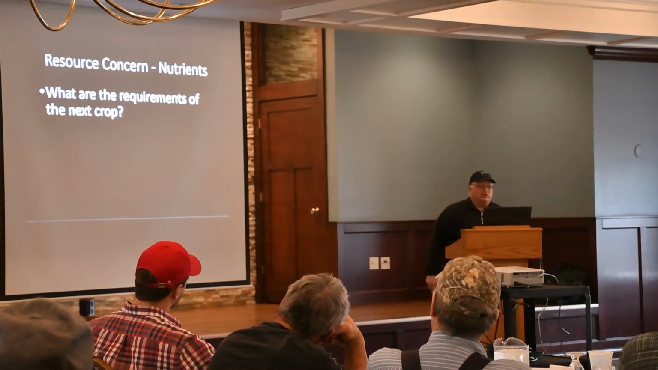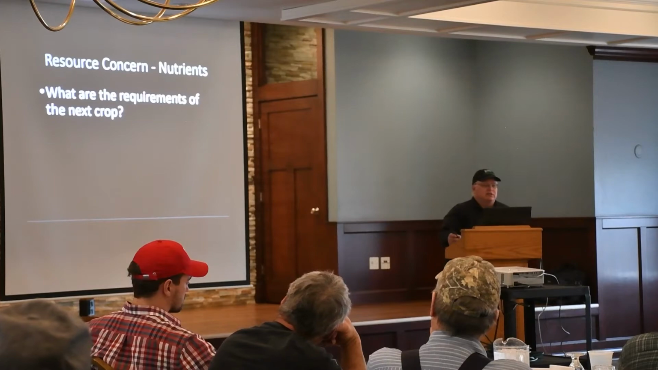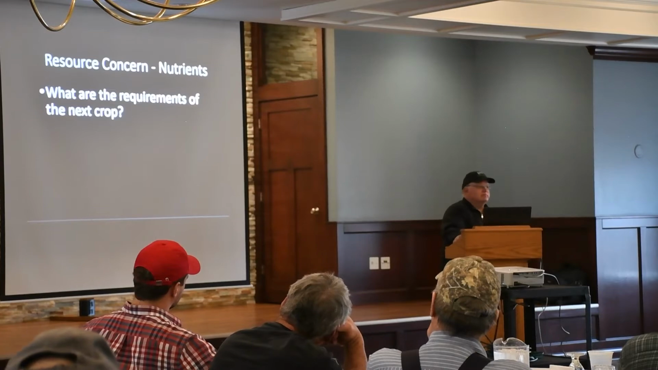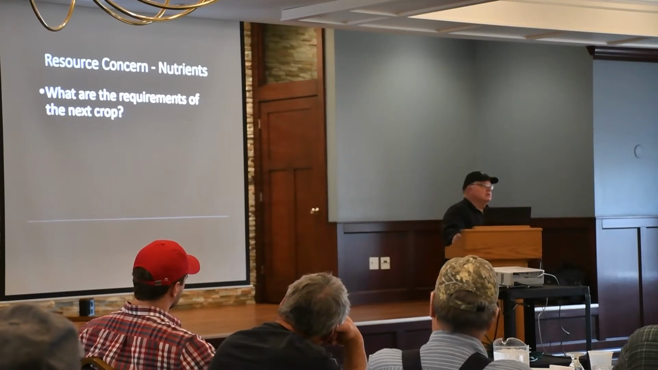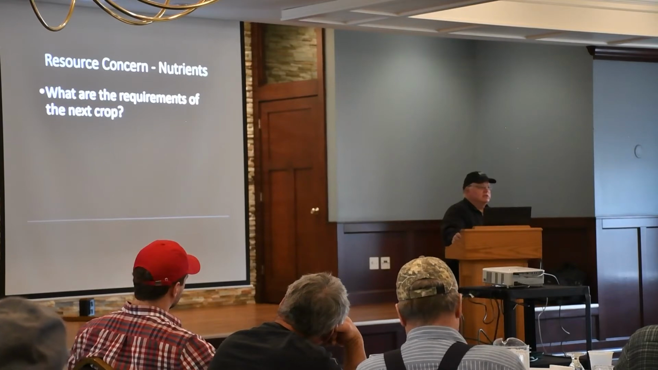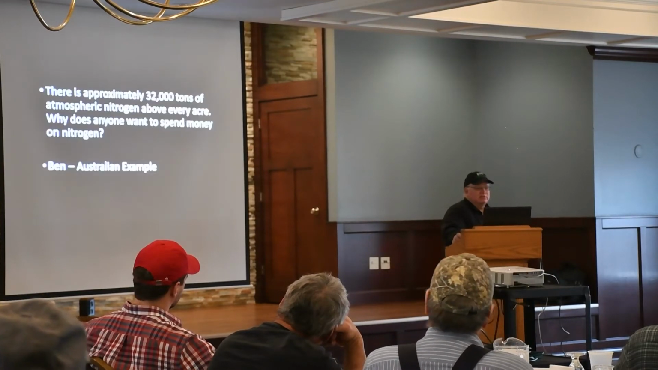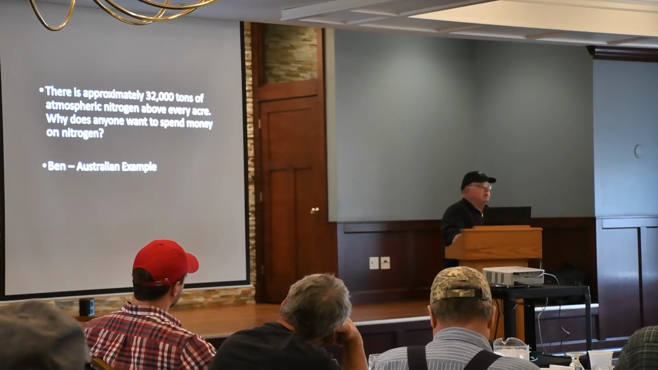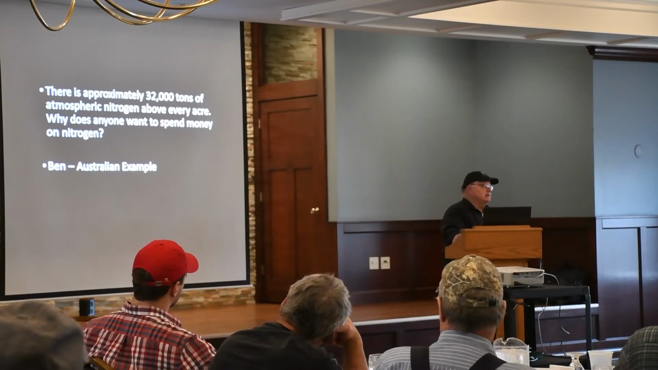Okay, resource concern, nutrients. What are the requirements of the next cash crop? Okay? What do I see over and over again with clients? What's the number one nutrient that they purchase? Nitrogen, right? Next time your agronomist wants to sell you nitrogen, ask him this. Well, there's approximately 32,000 tons of atmospheric nitrogen above every surface acre. Why don't I just use some of that? See what they say.